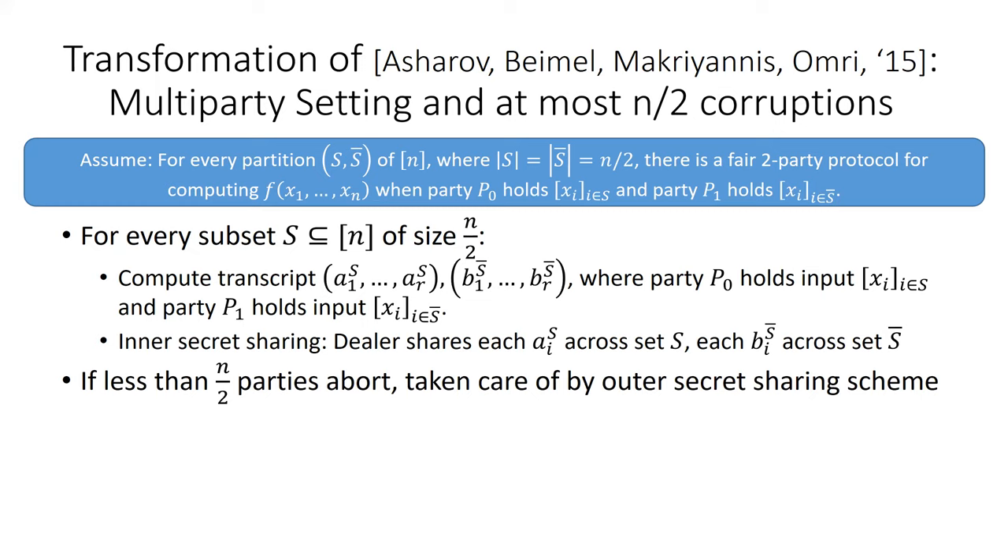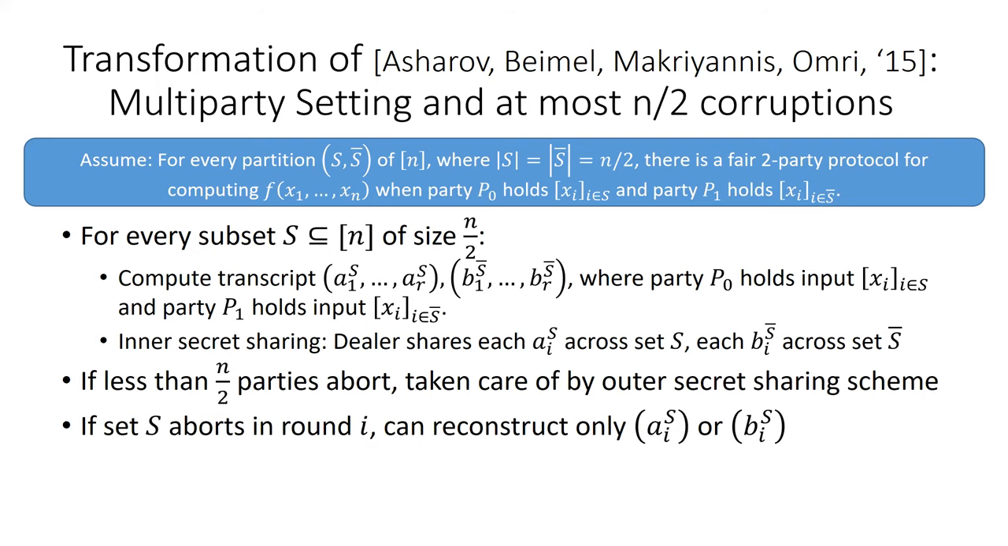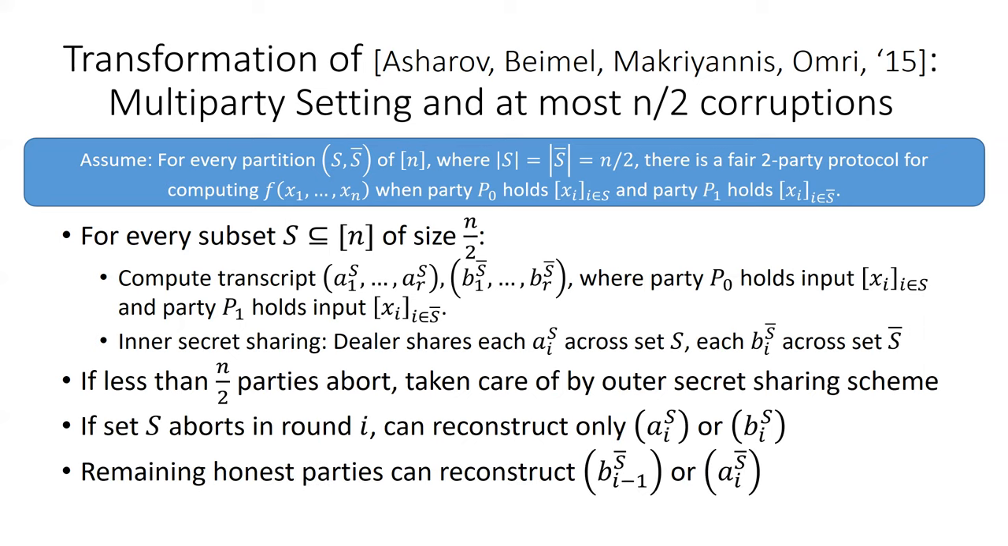For some intuition on why this is secure, first of all, if less than n over 2 parties abort, this will be taken care of by the outer secret sharing scheme, which is something I will discuss later on in the talk. If exactly n over 2 parties abort, then this is going to correspond to some subset S. And if set S aborts in round i, because of the inner secret sharing scheme, these parties can reconstruct only the values A_i,S or B_i,S, depending on if it's the P0 or P1 party. Alternatively, the remaining honest parties can reconstruct the matching view, either B_i-1,S-complement or A_i,S-complement. And so collectively, the honest parties and the corrupt parties reconstruct exactly one view of the underlying protocol. And that is how security is argued.